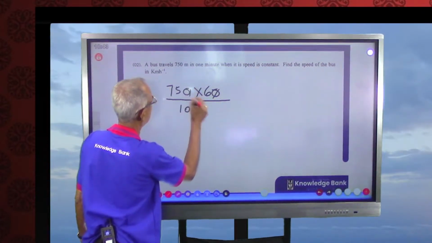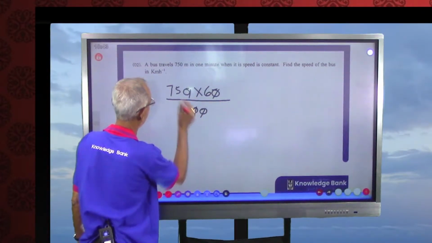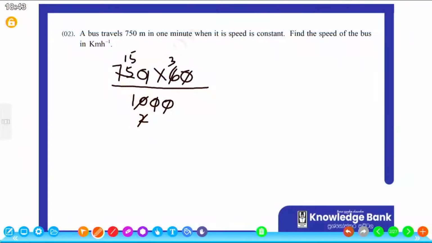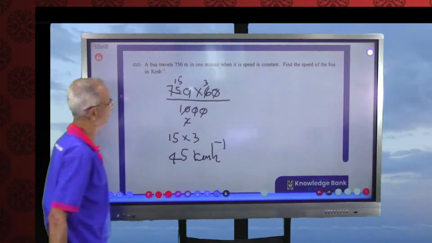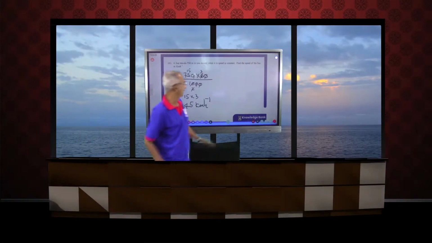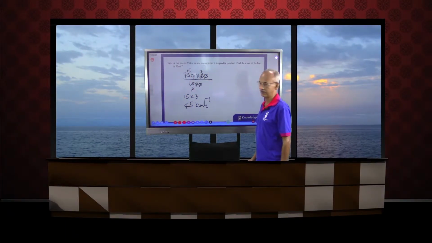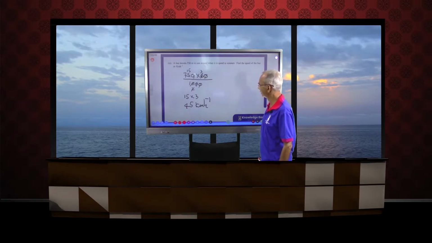Cancel the zeros: 5 times 2, 5 times 15. Then 2 times 1, 2 times 3. Then it is 15 into 3, which means 45 kilometers per hour. What's the speed of the bus? That is 45 kilometers per hour. That's the second question. Then let's move to the third question.